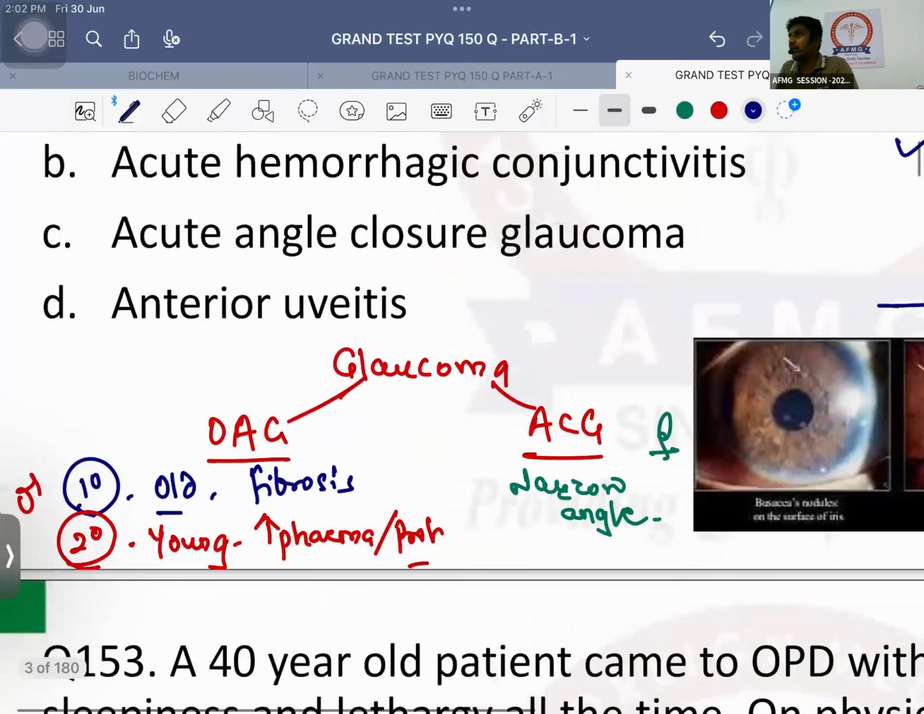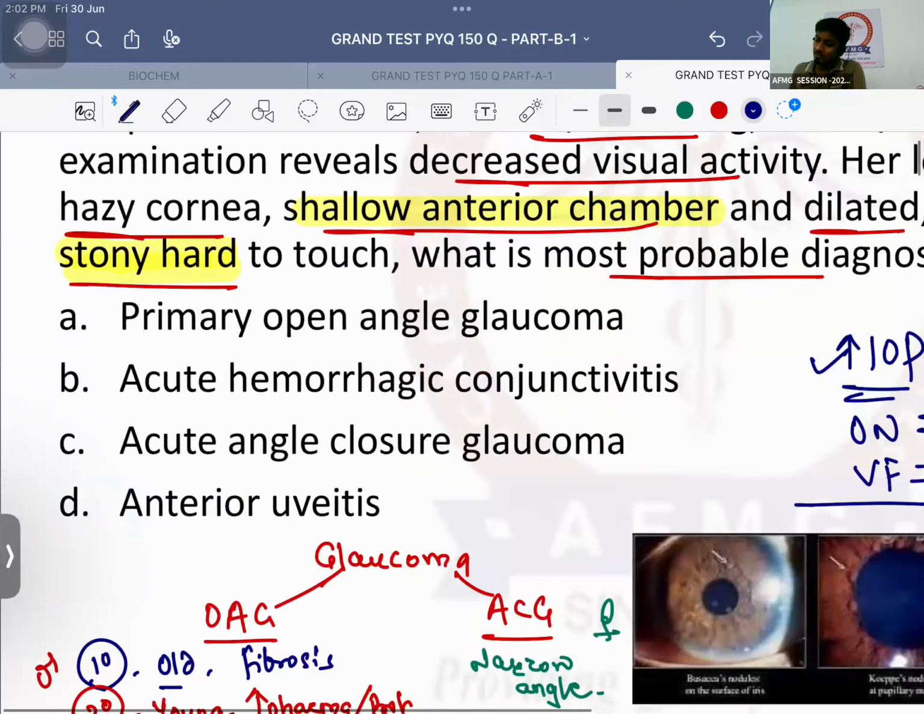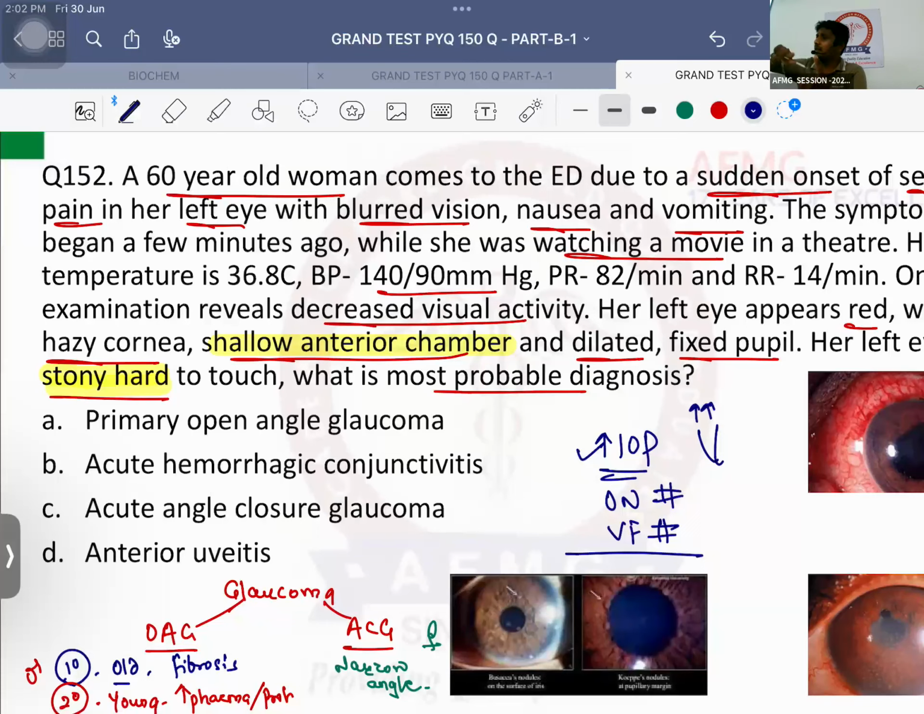So please remember, these are the types of glaucoma. Here definitely our patient is a young woman. And open angle glaucoma is gradual in onset. It develops slowly. The patient will never come to us in emergency usually. Okay?